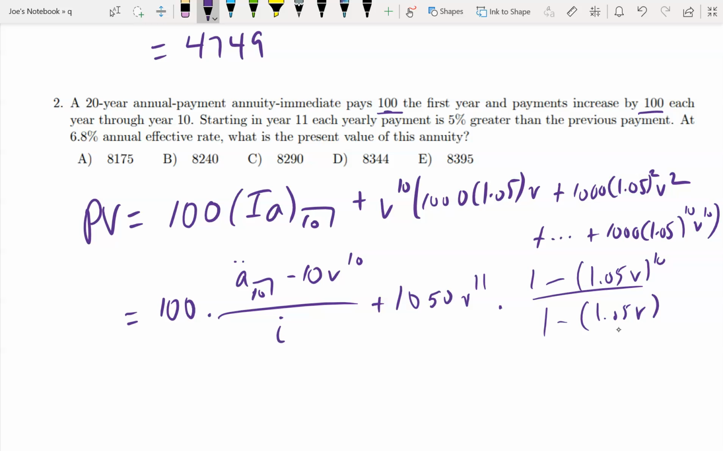When we factor out the 1,000 times 1.05 v, it changes that to a 9 on the last power. So it makes it a 10th power here. Right? And then if you go through and do all that computation, what do we get?